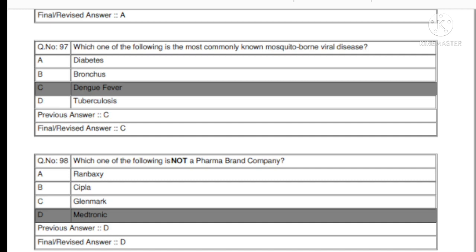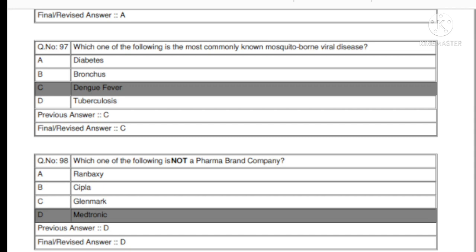Question number 97. Which one of the following is the most commonly known mosquito-borne viral disease? A. Diabetes. B. Bronchus. C. Dengue fever. D. Tuberculosis. Diabetes is not its answer as it is a non-communicable disease. Bronchus is an air passage. Dengue fever, C, is its answer. Tuberculosis is a bacterial disease caused by Mycobacterium tuberculosis.